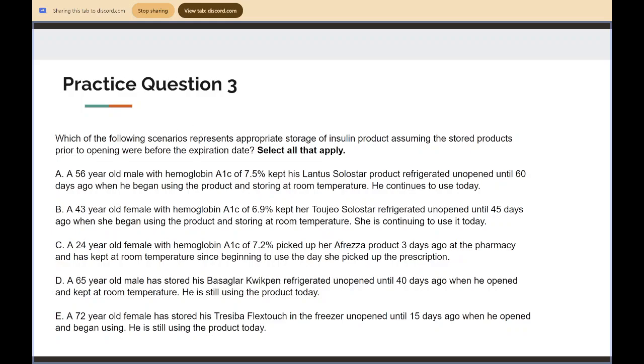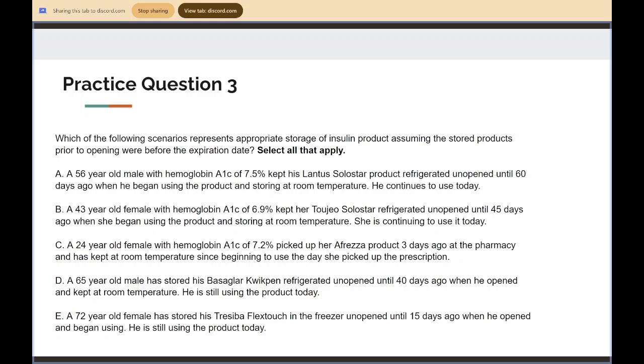Let's talk about practice question 3. Which of the following scenarios represents appropriate storage of insulin product, assuming the stored products prior to opening were before the expiration date? Select all that apply. Choice A, 56-year-old male with hemoglobin A1C of 7.5, kept his Lantus Solostar product refrigerated unopened until 60 days ago when he began using the product and storing at room temperature. He continues to use today.